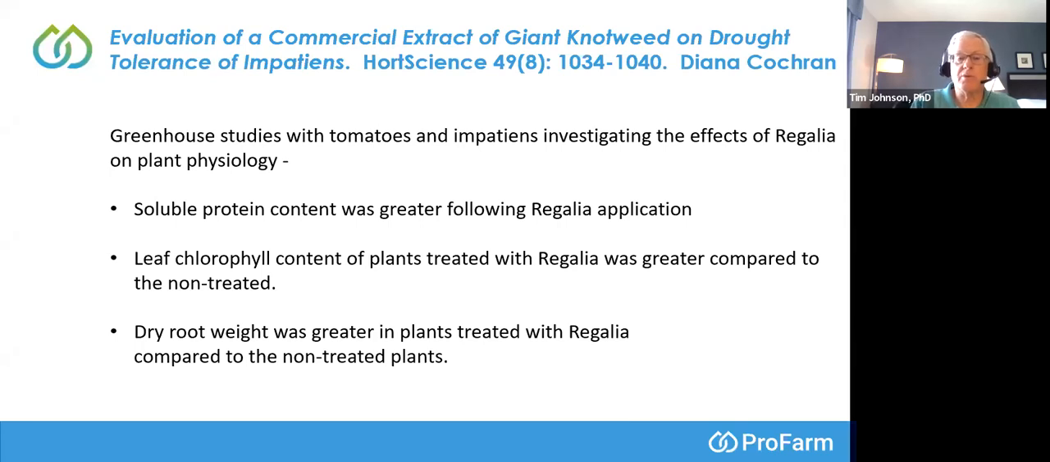And what Dr. Cochran was able to demonstrate in her research was that soluble protein in tomatoes was greater following Regalia application, and leaf chlorophyll content of plants treated with Reynoutria extract were greater than non-treated. Also, the dry root weight was greater in plants treated with a foliar application of Regalia compared to non-treated plants, a very clear positive plant health effect.